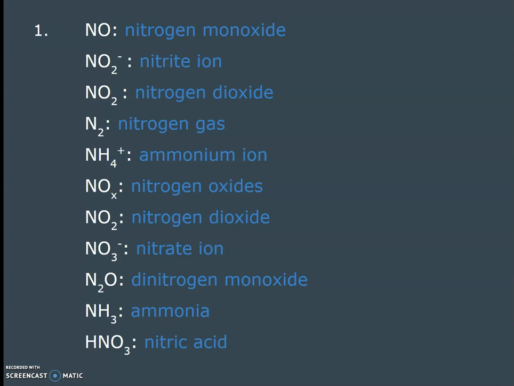Nitrogen dioxide is listed again. NO3 minus is a nitrate ion. And then we have dinitrogen monoxide. NH3 is ammonia, which doesn't have a charge. And one of the important things to recognize is things like HNO3, which is nitric acid. Things that are acids start with hydrogen.